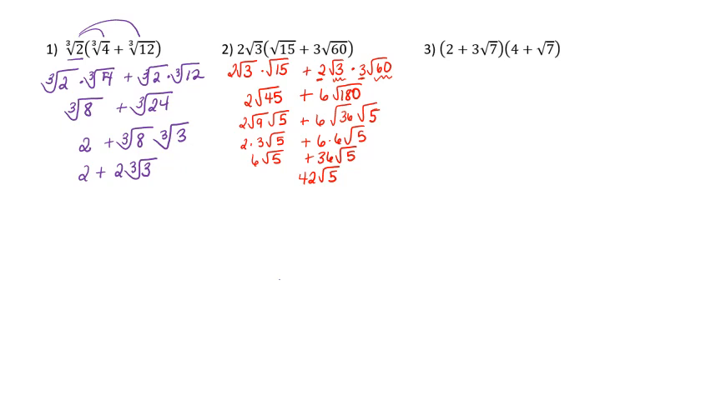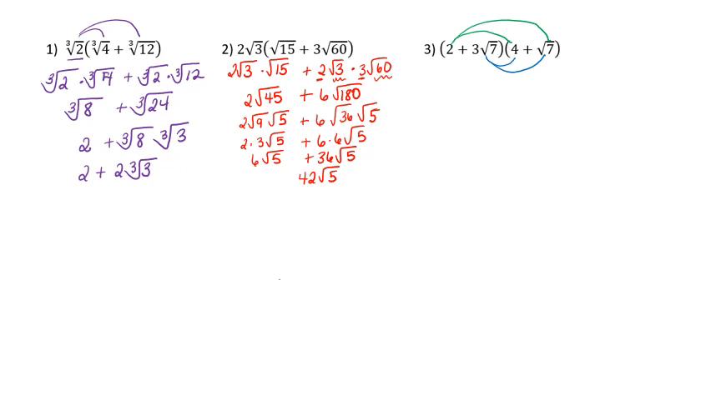Again, multiply your coefficients together, multiply your radicands together. So let's look at number 3. For this one, we need to distribute twice. And sometimes you hear that called the FOIL method. So I need to do 2 times both of these, and then I need to do 3 square roots of 7 times both of them. Sometimes you hear that called the FOIL method because it's the first, outside, inside, last.